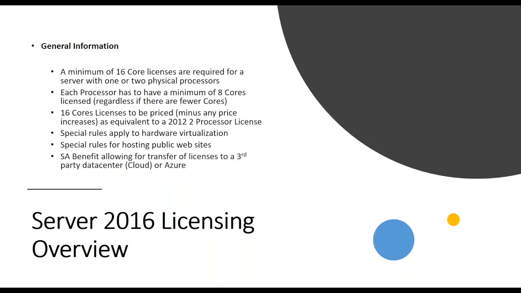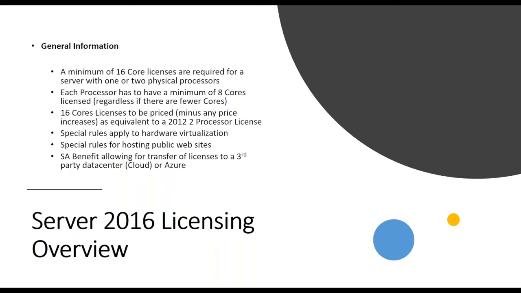A couple of things: now it's core-based licensing. So unlike SQL, where you had 4 core minimums, Windows came out with a 16 core minimum, or 8 cores per processor, where SQL is 4 cores per processor. So of course the two don't align. Those two product groups never seem to want to do what each other does and make things simple for us. So they have a 16 core minimum license requirement per server.